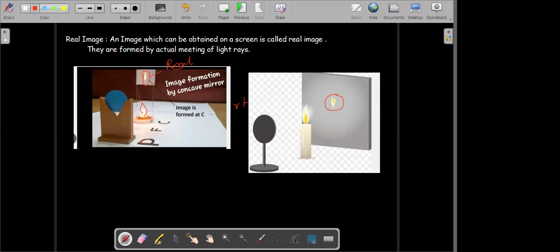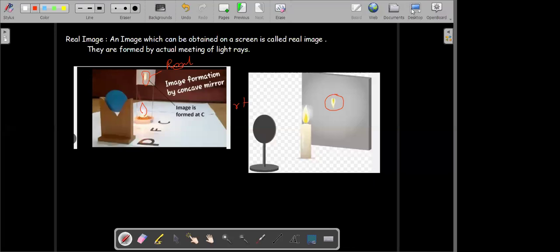Sir, I have a doubt. If any image is partially visible, then what image will we term that as? It's not about the visibility. It is whether it will appear on a screen or not. If you still have doubt, I will show you a real image once also.